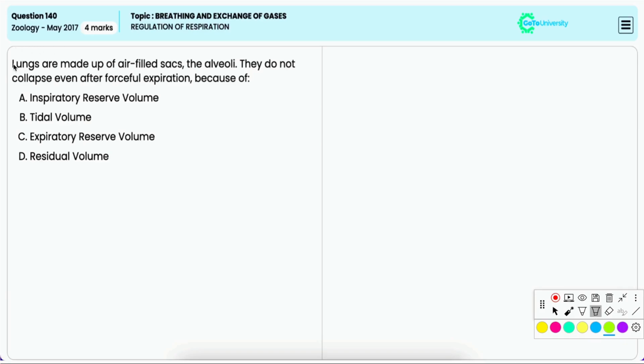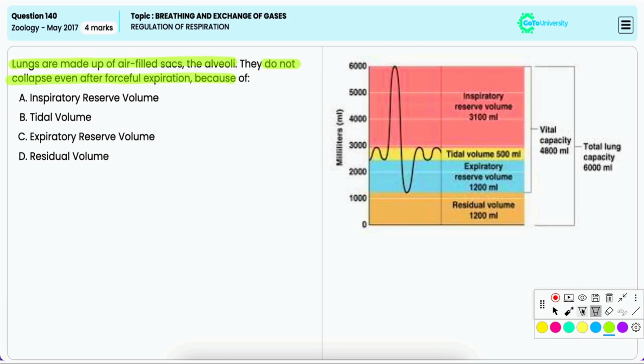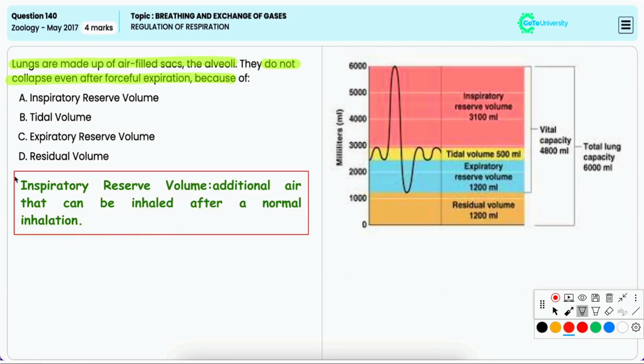Now, lungs are made up of air-filled sacs called the alveoli, but they do not collapse even after forceful expiration because option A, inspiratory reserve volume. This is incorrect because inspiratory reserve volume refers to the additional air that can be inhaled after a normal inhalation, but it does not contribute to preventing the alveoli from collapsing.